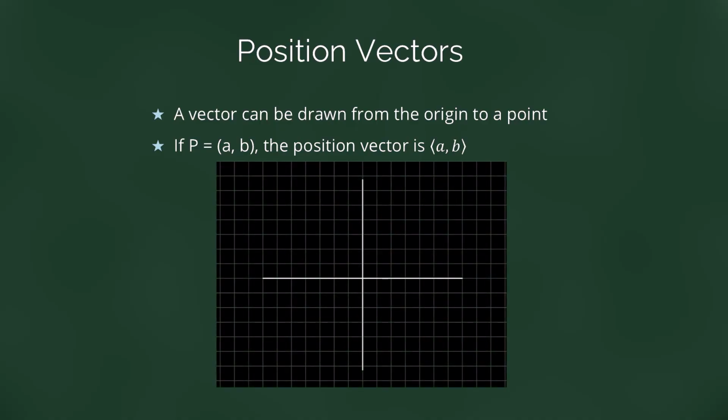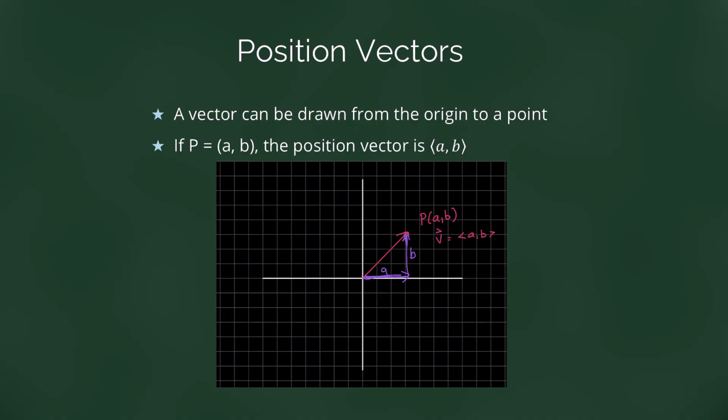Notice that if we choose any point (A, B), and we draw a vector that terminates at that point, we'll call this vector V, and we'll denote it using our bracket notation as ⟨A, B⟩. Then the first component of our vector, A, represents the horizontal distance that our vector has covered, and the second component, B, represents the vertical distance that our vector has covered.